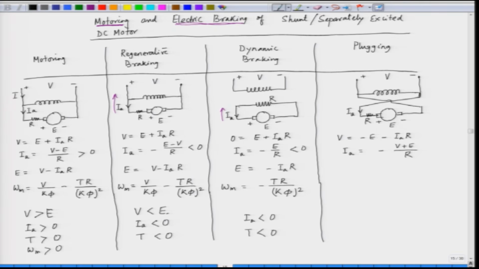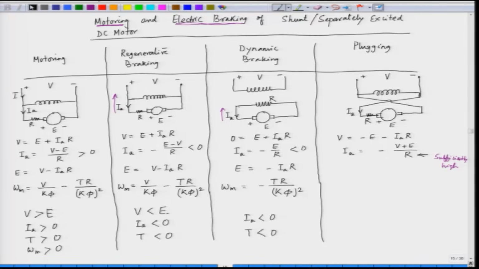So, we have to understand that in plugging we reverse the armature voltage. So, the resistance has to be sufficiently high. When we go for plugging, the armature resistance has to be sufficiently high to limit the current through the armature, otherwise there will be over current.